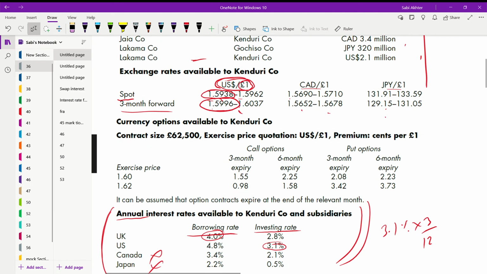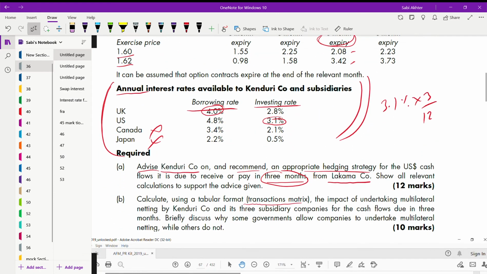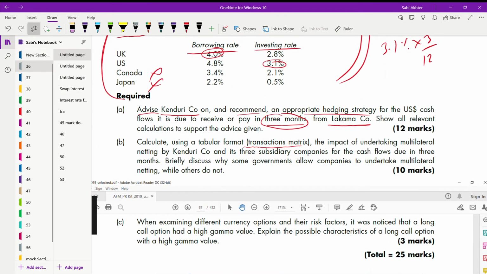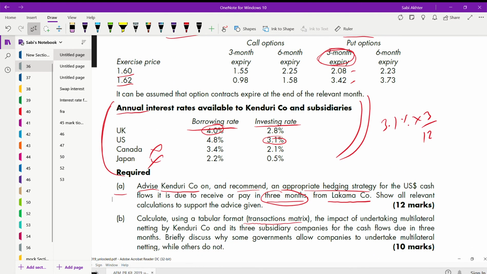Let's go to the option. Contract size is given. Premium you have to calculate. 3-month or 6-month expiry, 3-month expiry, and for put option. Circle it. Even in your exam paper, better you circle it and keep. Which one? 1.6, 1.62. They didn't tell you which exercise price, use both. That means 2 premiums you have to calculate. So remember that it's in part A. That means all the 3 come in part A. Before you calculate your tabular format and all, comes in part A.